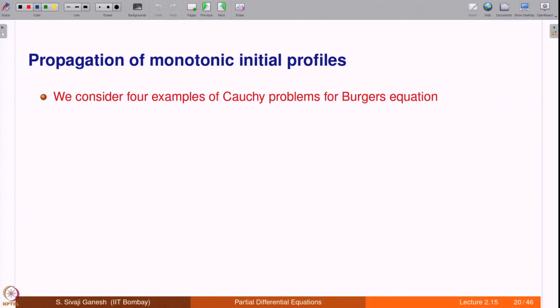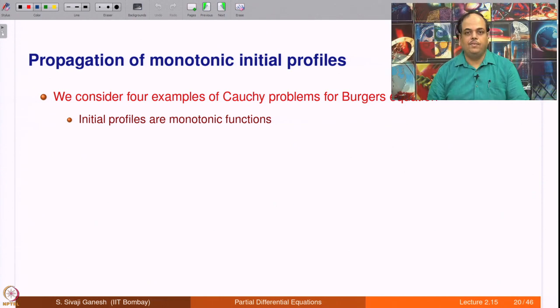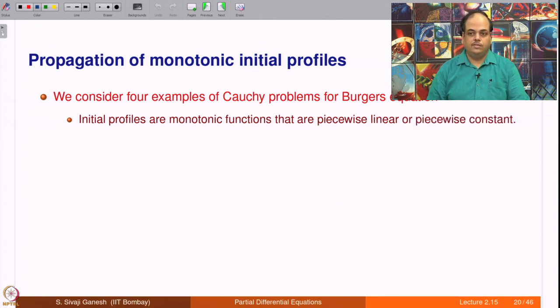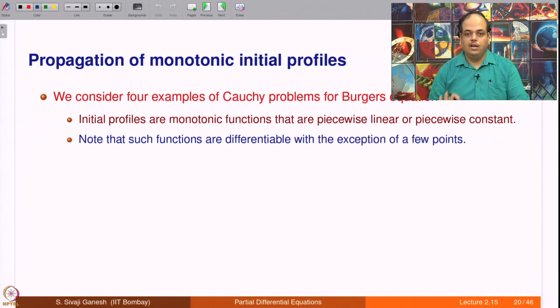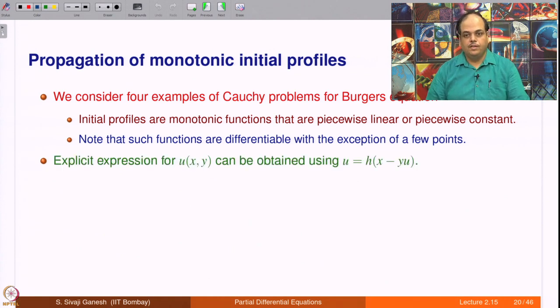So, we are going to consider 4 examples of Cauchy problems for Burger's equation. Initial profiles, the function h of x, its graph, can be called the initial profile. Those are monotonic functions that are piecewise linear or piecewise constant. Note that such functions are differentiable with the exception of a few points. Monotonic functions are very close to being differentiable.